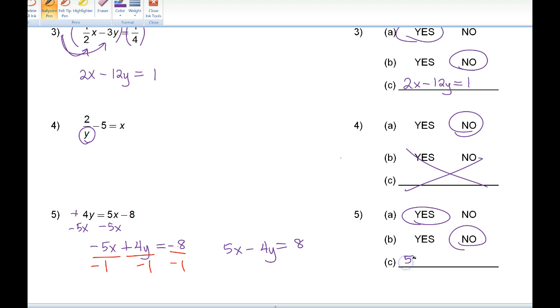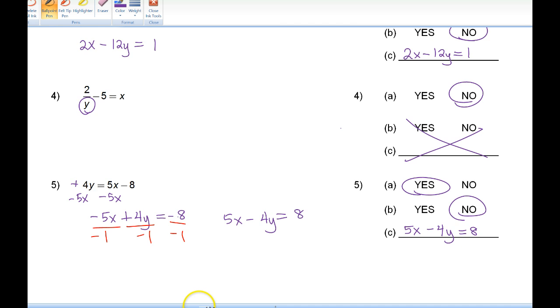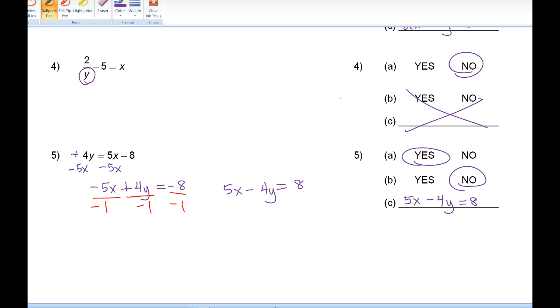Wait, how did you get minus? A positive divided by a negative is negative. That's how we got the minus sign here. Okay, any questions there? I think if we have time, we'll do some more practice with those.